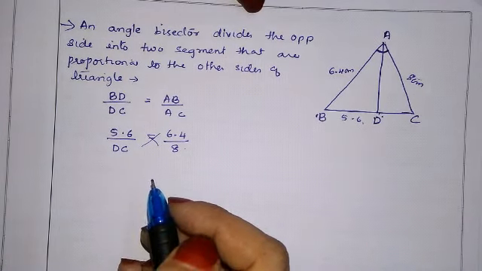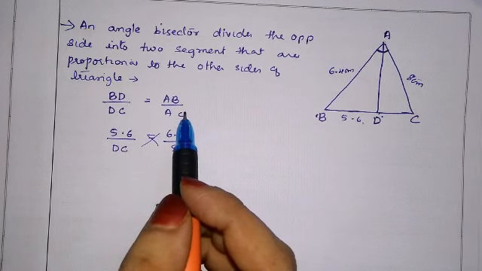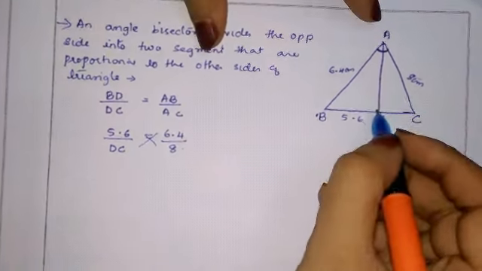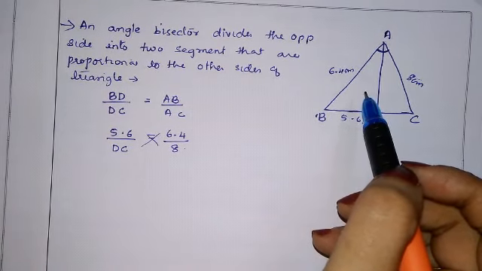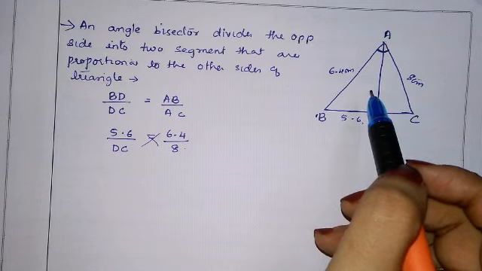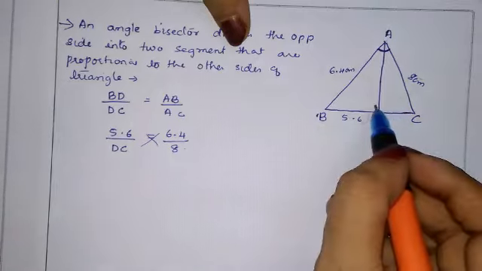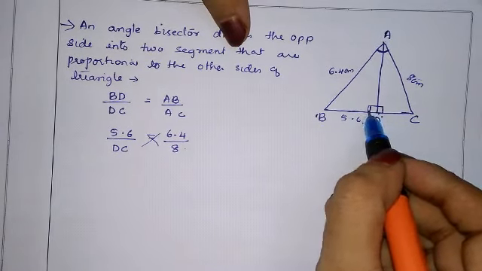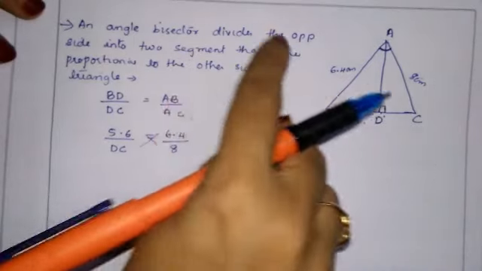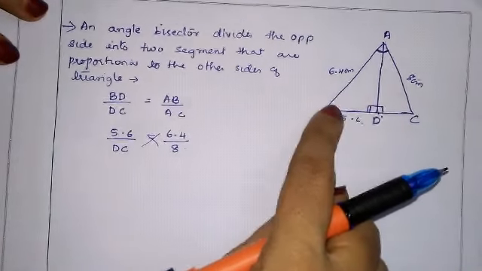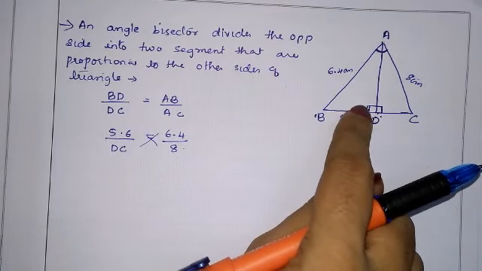Or else, we know that the AA similarity theorem we can also apply here. Even AA similarity we can use here. Why? Because we know that their corresponding sides are in proportion. Their corresponding sides are proportional, or this also we can say: an angle bisector divides the opposite side into two segments that are proportional, or we can take AA similarity.